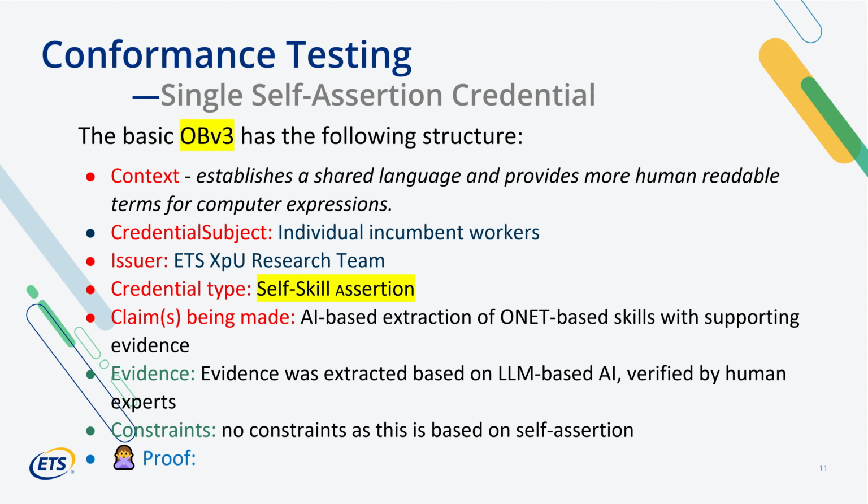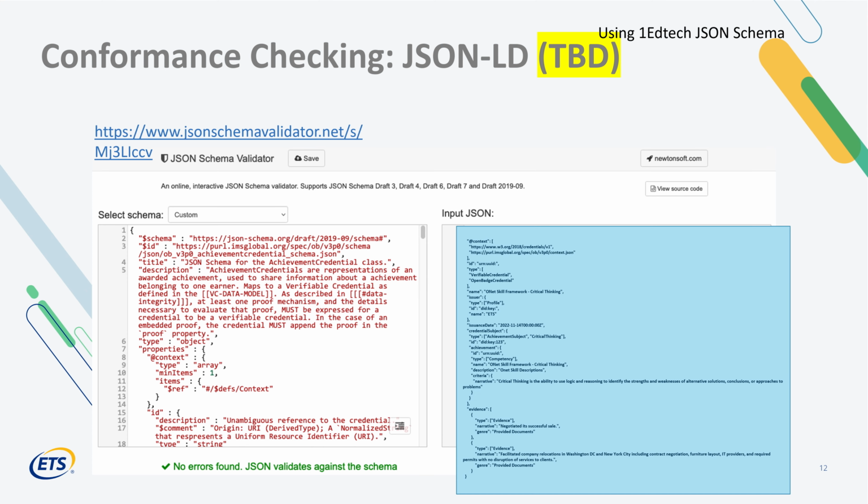This mainly talks about the conformance test, where we were able to meet all the requirements. And just to make sure I highlight that this is OBv3. It's a self-skill assertion reported by individuals based on their CV or cover letter. It's not verified by any third party yet. And this is the conformance test.